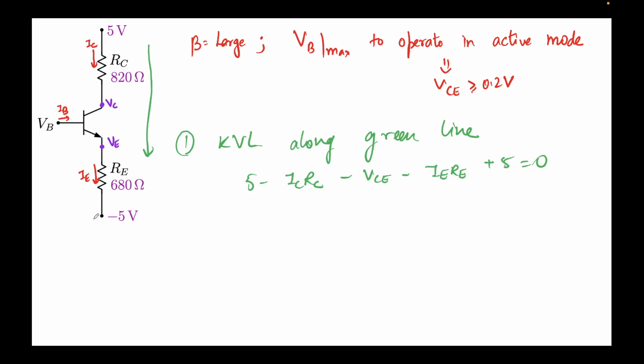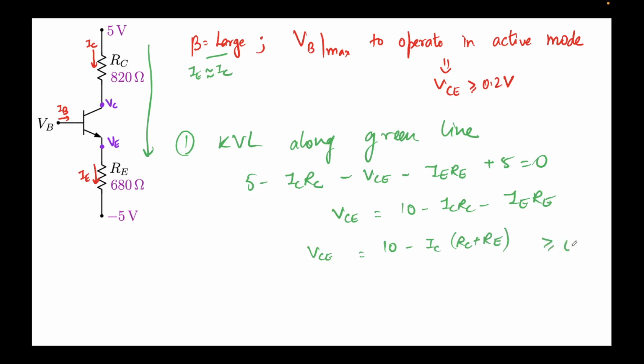Why plus 5? Because you can assume there's a battery over here, that's why this plus 5 comes. So we'll take VCE to one side and all the other terms to the other side. VCE should be equal to 10 minus ICRC minus IERE. Now what are IC and IE? Since beta is large, I'll again assume IE is approximately equal to IC. So VCE equals 10 minus IC times (RC plus RE), and this whole expression should be greater than or equal to 0.2 volts. That's the condition that we have to operate with.